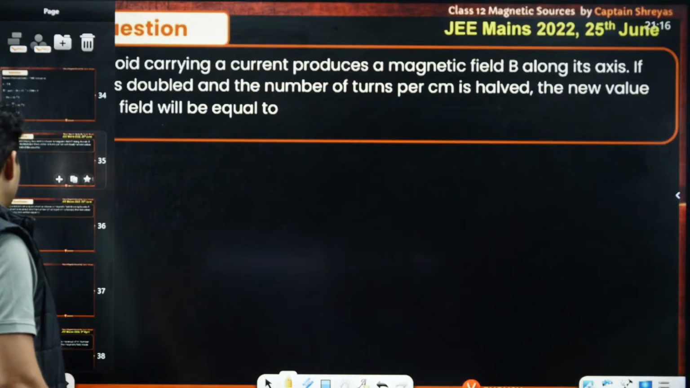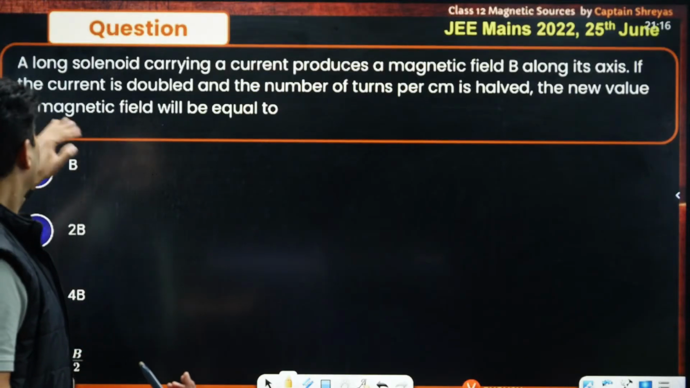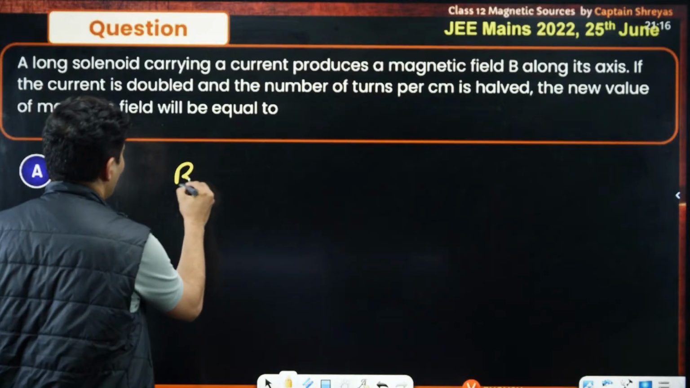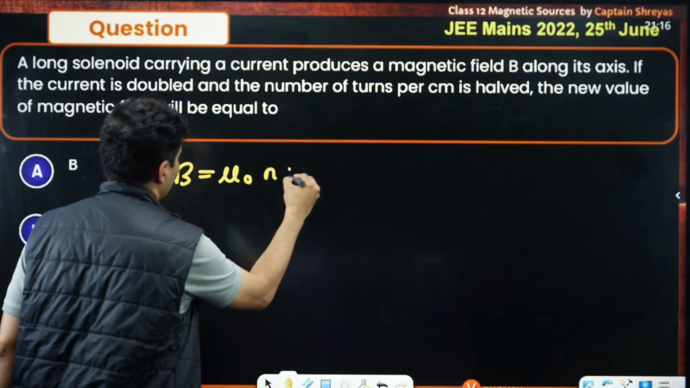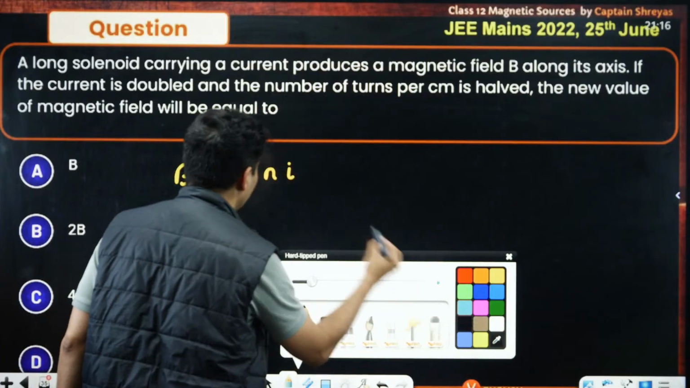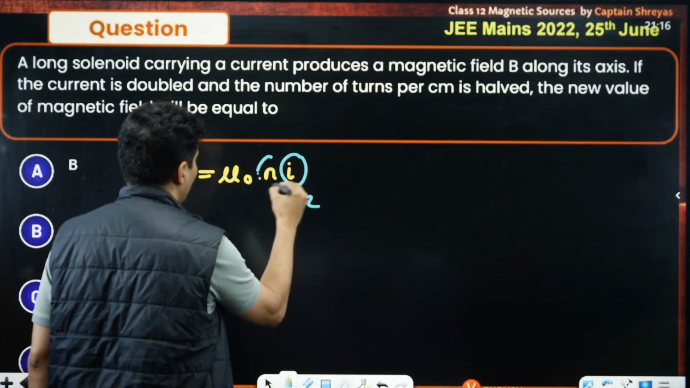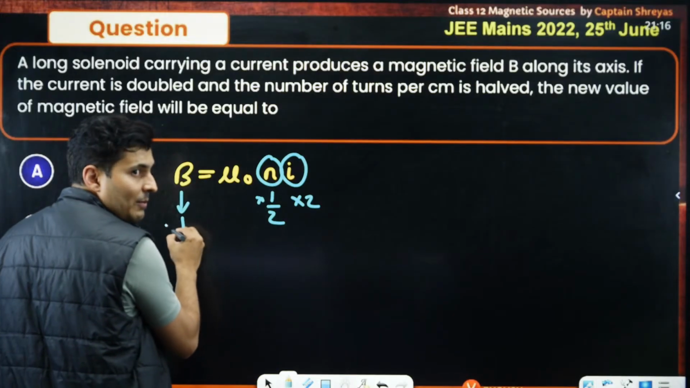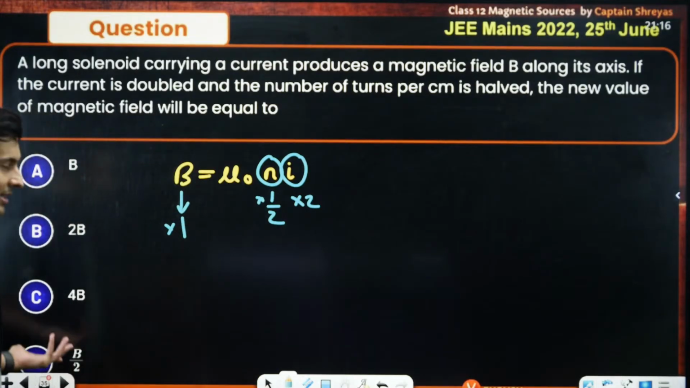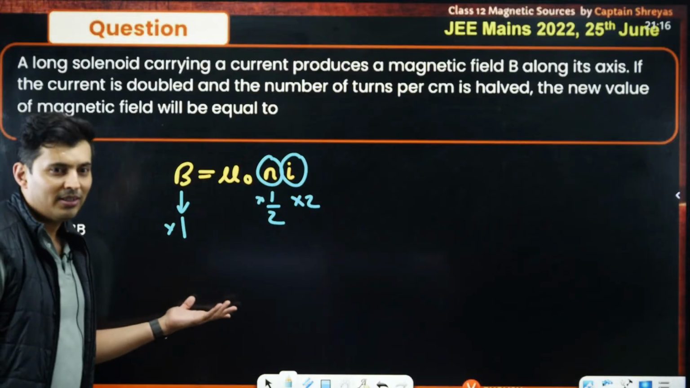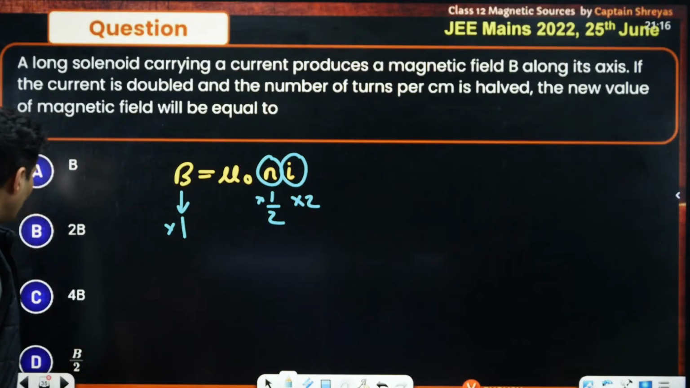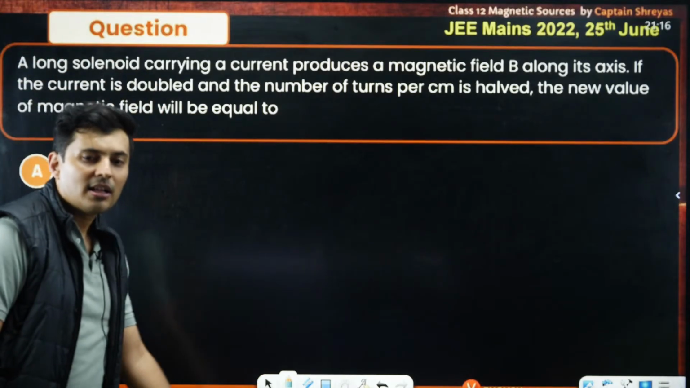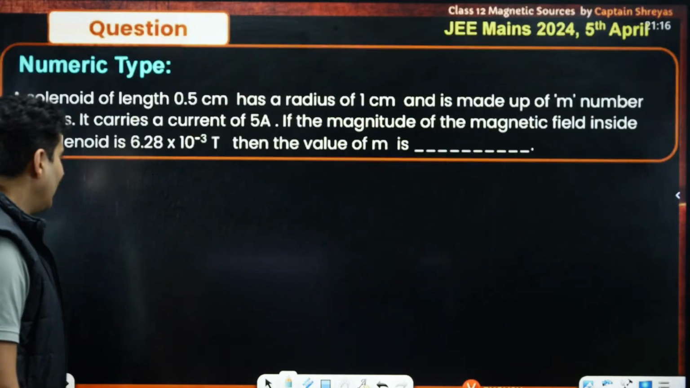Next is this question. A long solenoid, if the current is doubled and the number of turns is halved, what will happen to the field? Oh, mu naught Ni. If the current is doubled and the number of turns is halved, 2 into half is 1. So the magnetic field will be made one time. That is the answer. So 2 into half will be just 1. There will be no change at all. So the answer should be option A. Correcto. Perfect. That is the answer.